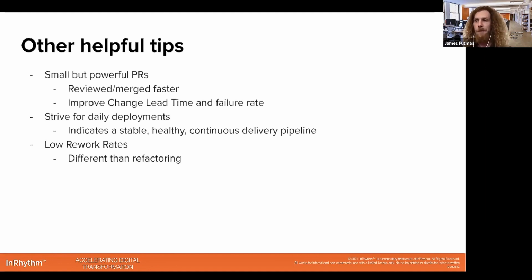Now, reworking would be kind of like poorly implemented code that shouldn't really have been there in the first place. And so then you've got to go back and rework it, if there's a bug or some kind of issue that crept in, or just due to lazy coding, not really knowing what you're doing, it could cause issues. So definitely want to try and shoot for low rework rates, which is different than refactoring. Refactoring good, rework bad.